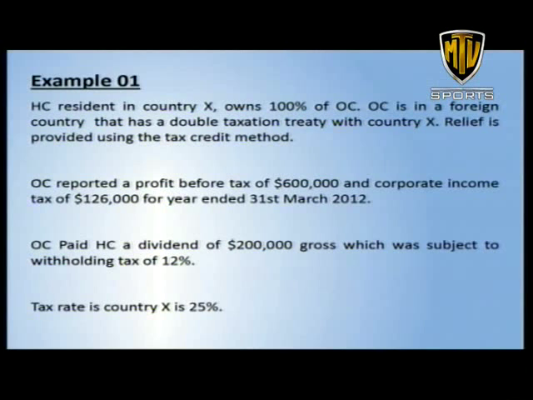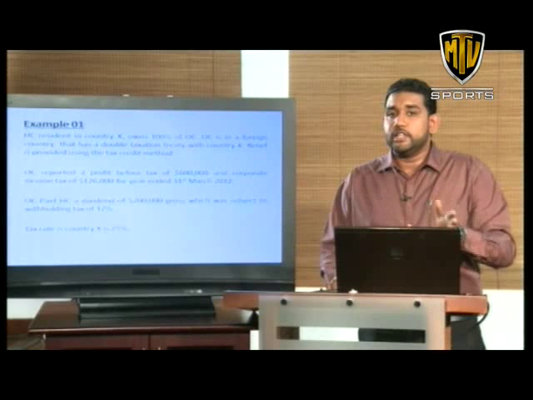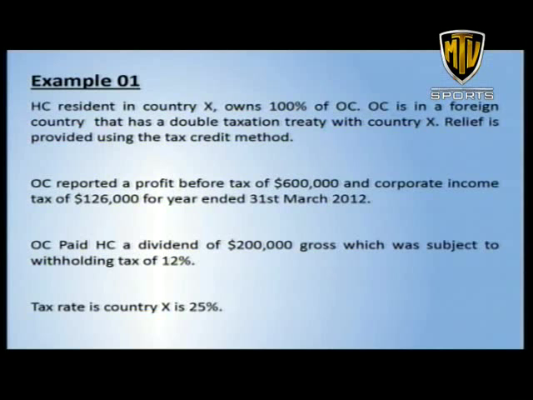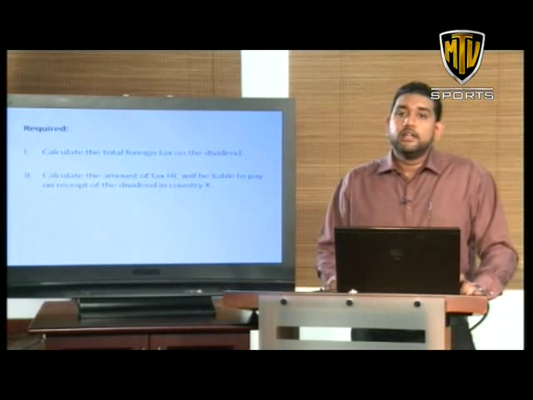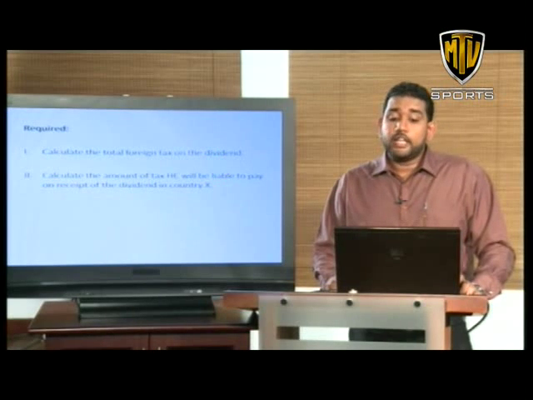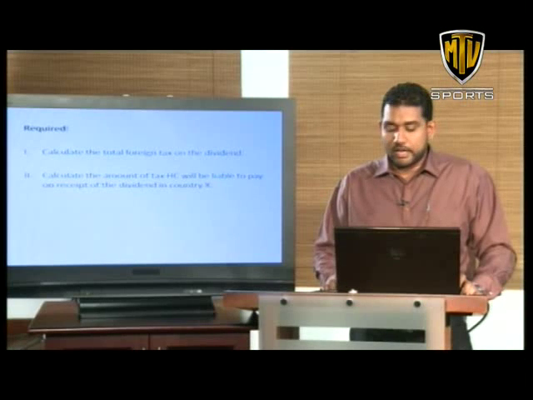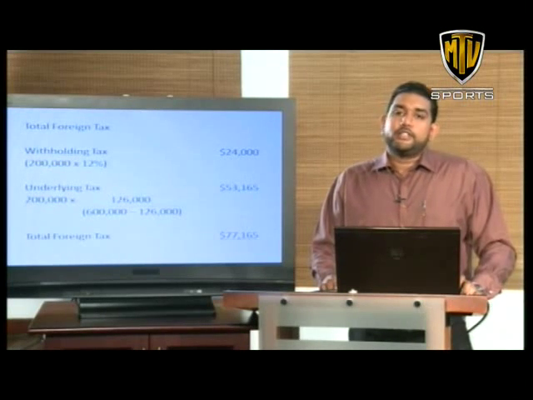Now what is gross dividend? Gross dividend is the dividend before withholding tax deduction. Net dividend is the dividend after withholding tax, which was subject to a withholding tax of 12%. Tax rate in country X is 25%. Two requirements. First one, calculate the total foreign tax on the dividend. The second one, calculate the amount of tax HC will be liable to pay on receipt of the dividend in country X.